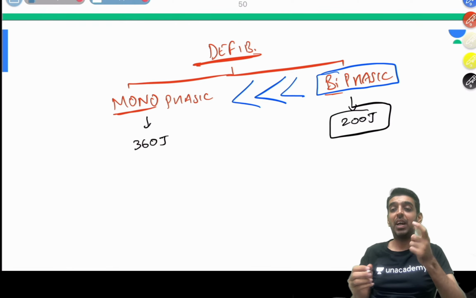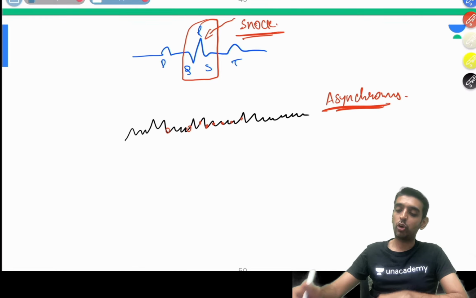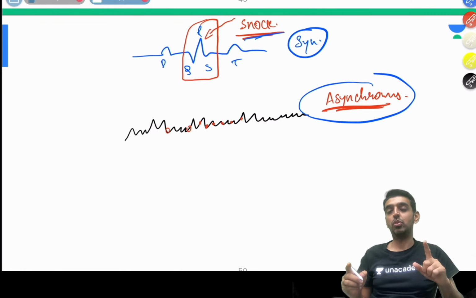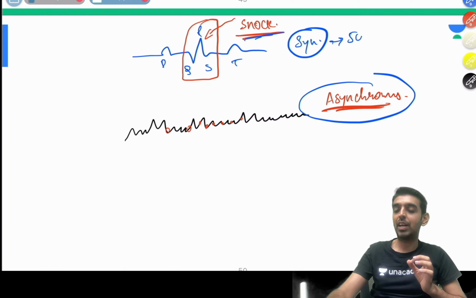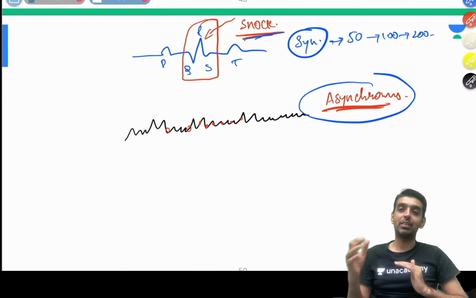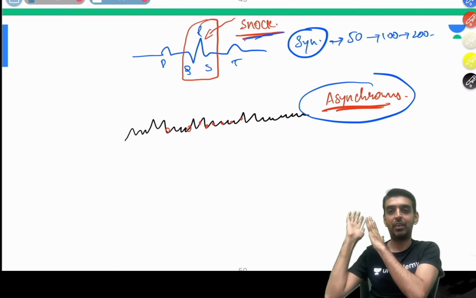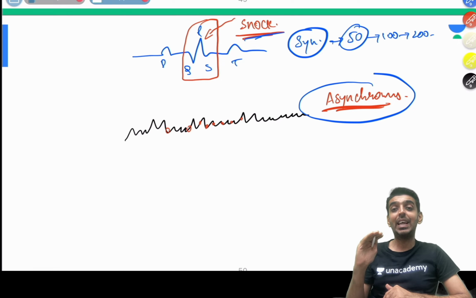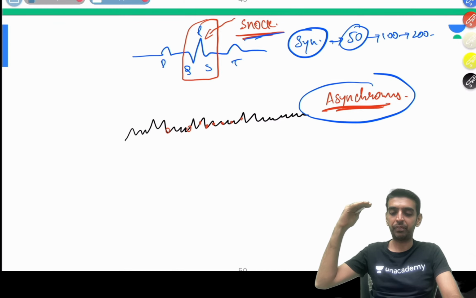So 200 joules is the maximum current intensity in biphasic. And we know that the shock is asynchronous, not synchronous as in other scenarios. In synchronous, the shock intensity starts with the lowest, that is 50, then it will go to 100, then 200, like that it rises. If it is 360, then it will be 50, 100, 200, 300 and 360. So in synchronous, we always start with lower intensity of shock, but in asynchronous or defibrillation, we give the maximum intensity of current. Clear between these two?